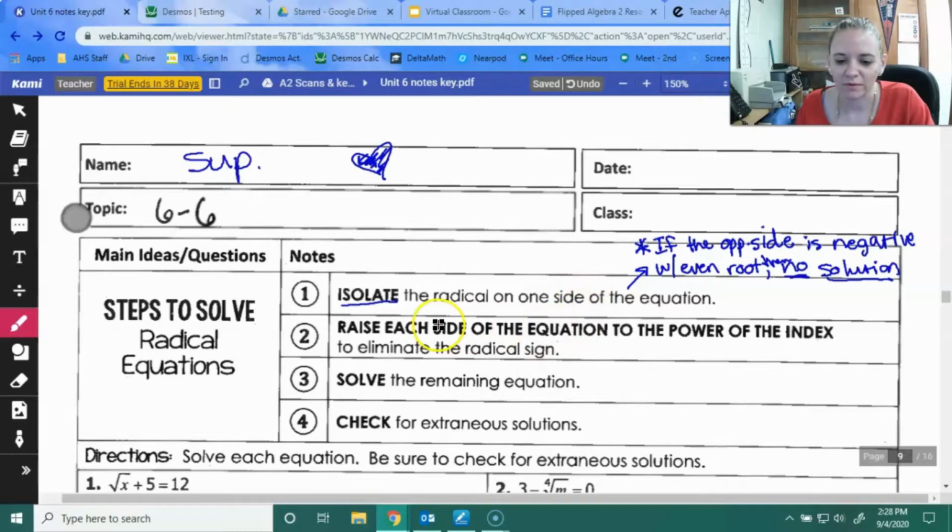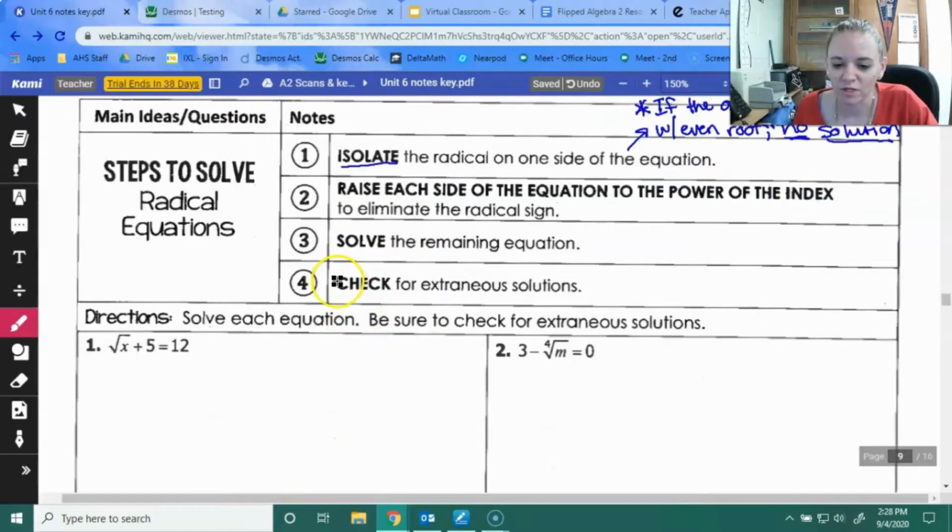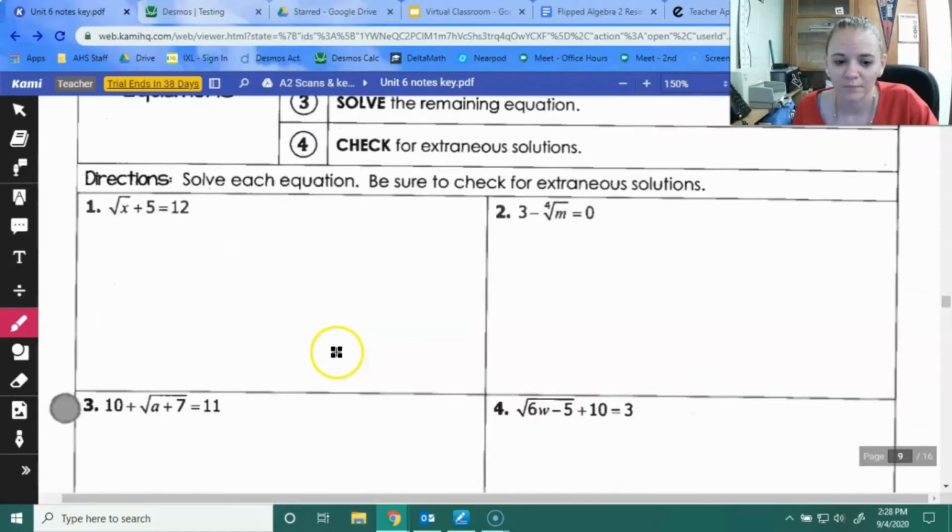Then after that, we raise each side of the equation to the power of the index to eliminate the radical sign, because we know that the opposite of a radical is the exponent, to cancel it out. Then we solve the remaining equation, and we also have to check for extraneous solutions. Remember, that means we take our answers and plug them back into the original and make sure that they actually work. We'll do it by hand and also in the calculator.